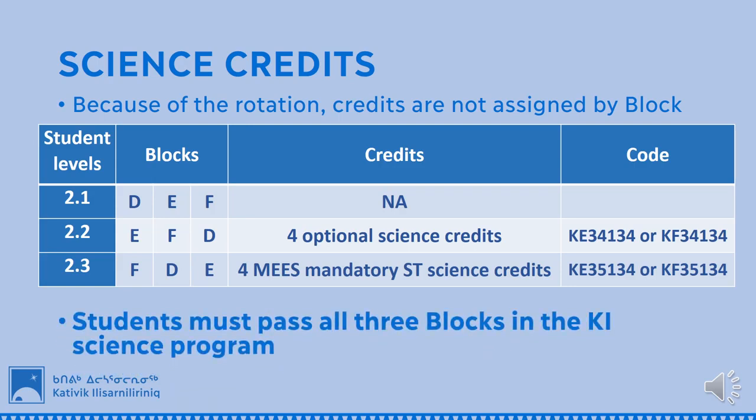Although no ministry credits are given at the Secondary 3 level, all students must pass all 3 levels of the rotation to graduate and have their science credits.